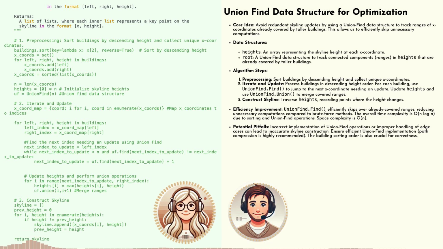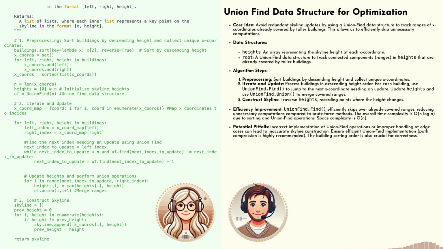So a union find data structure, it's all about managing groups of elements, and it really focuses on two main operations. You have union, which basically merges different groups together, and then find, which tells you which group an element belongs to.